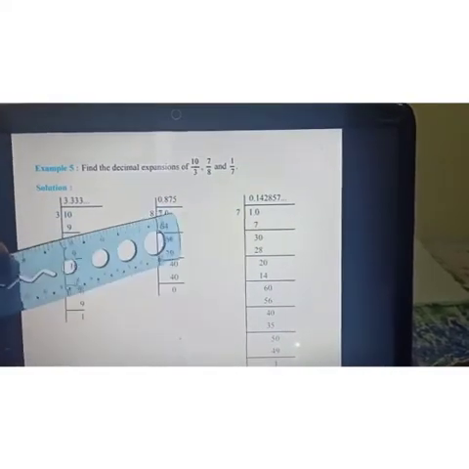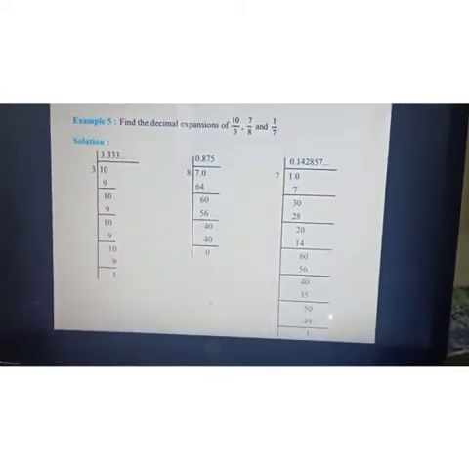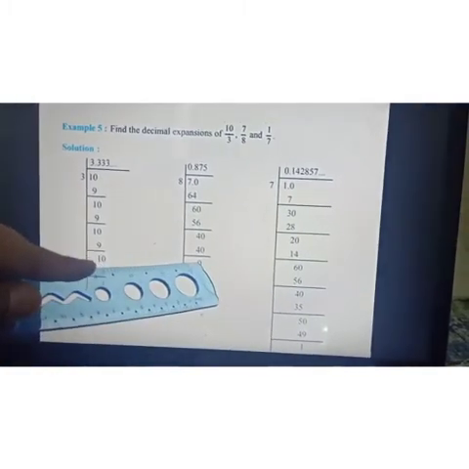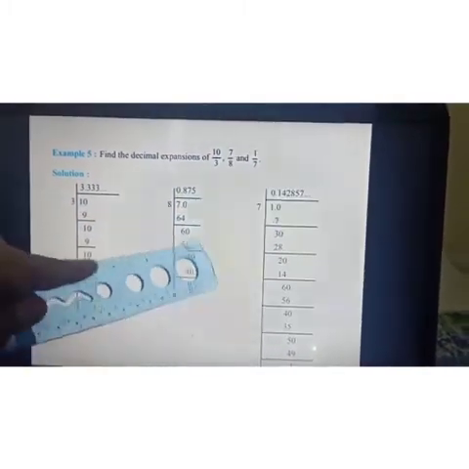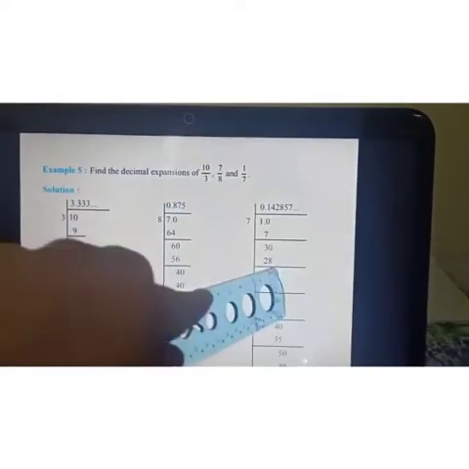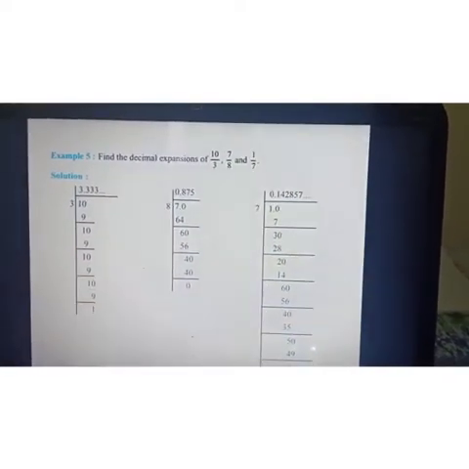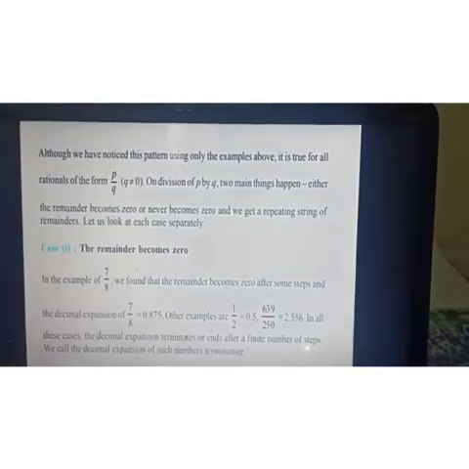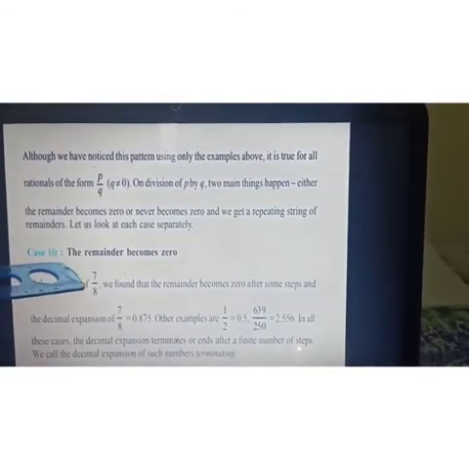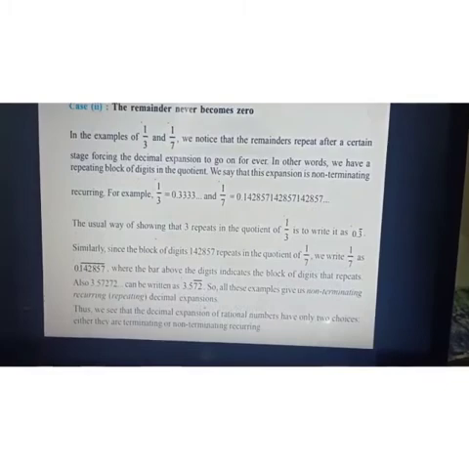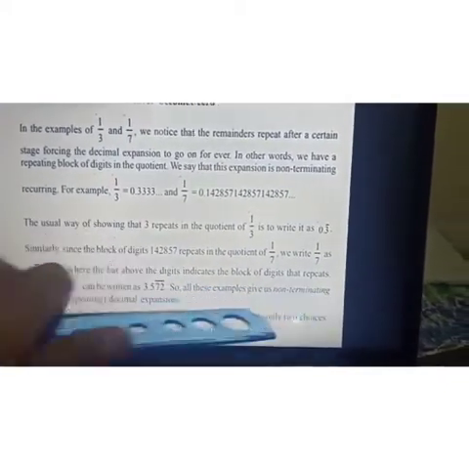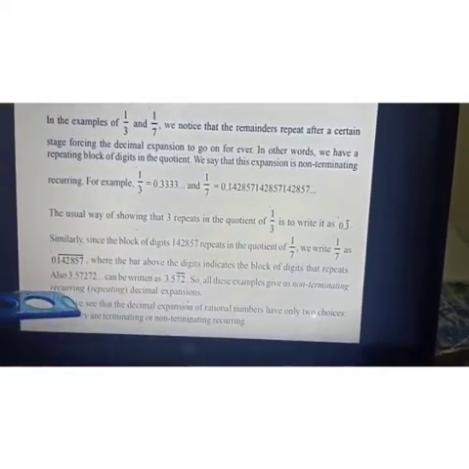So in the decimal expansion, two cases arise. The remainder is equal to 0 or the remainder is not equal to 0. If the remainder is 0, then it is called terminating. If the remainder is not 0, then these are the cases of non-terminating, right? So this is case number 1, when the remainder is 0, it is called terminating. And this is case number 2, when the remainder is not 0, it is called a non-terminating decimal. Non-terminating repeating is sometimes called recurring.